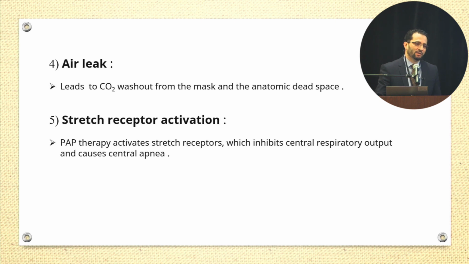Now we mentioned a few things that you could do on the night of titration that can help. Position of the patient. If you see centrals with the patient supine, you might try to get him into a lateral position. If you have a higher pressure on your CPAP or PAP, a high delta pressure, you lower that, you lower your pressure down. If you have significant air leak from the mask, you try to fix that.